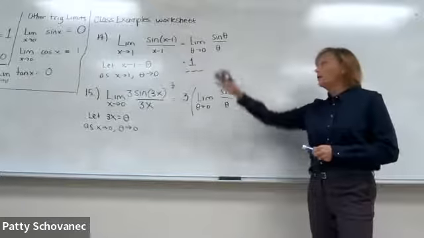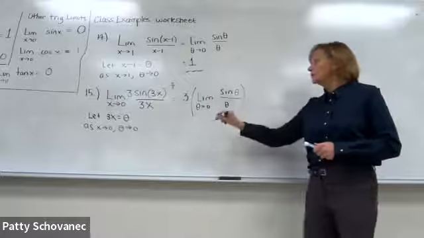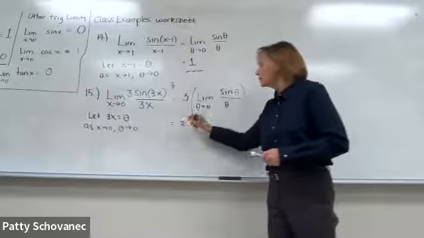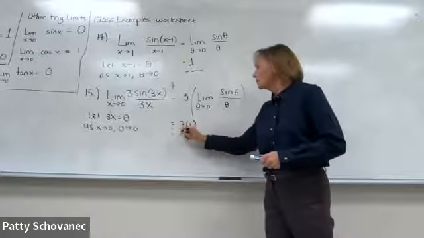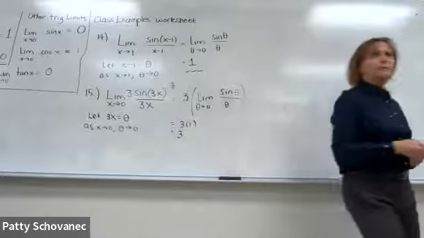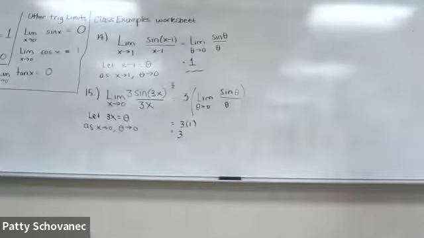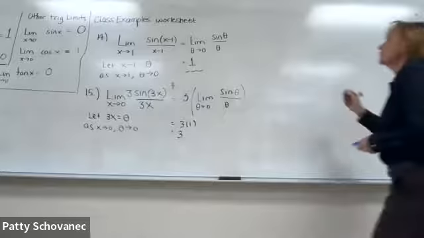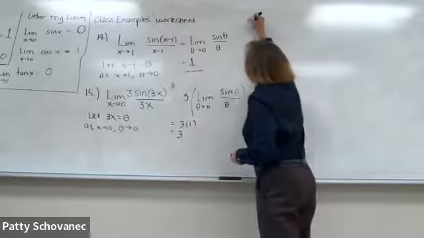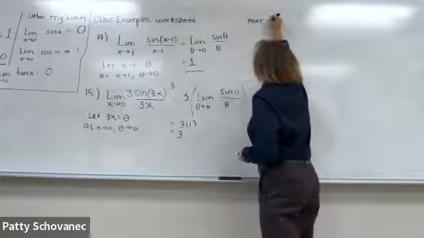That limit in there, we all agree, is 1. So I get 3 times 1, or 3. And if you like those steps, we can just make this a general rule. Let's make a more general rule.